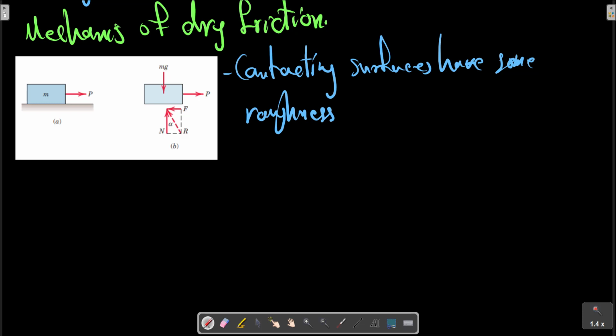The experiment involves the application of a horizontal force P, which continuously increases from 0 to a value sufficient to move the block and give it an appreciable velocity. The free body diagram of the block for any value of P is shown in picture B, where the tangential friction force exerted by the plane on the block is labeled F.